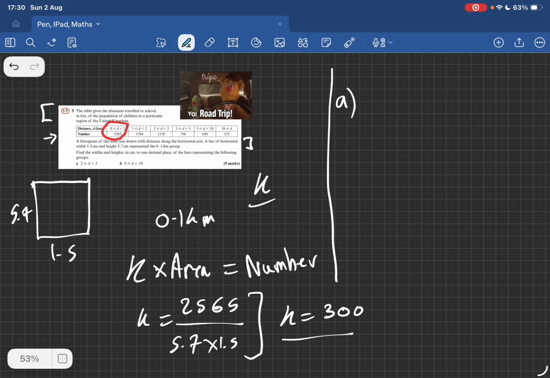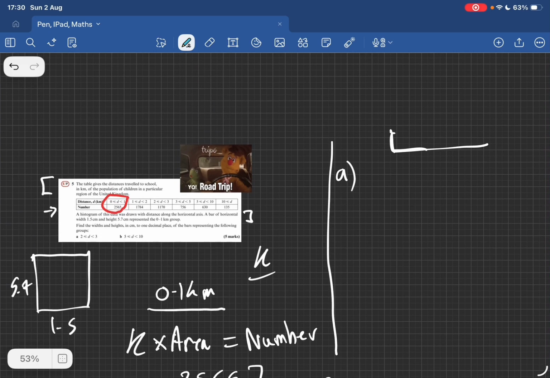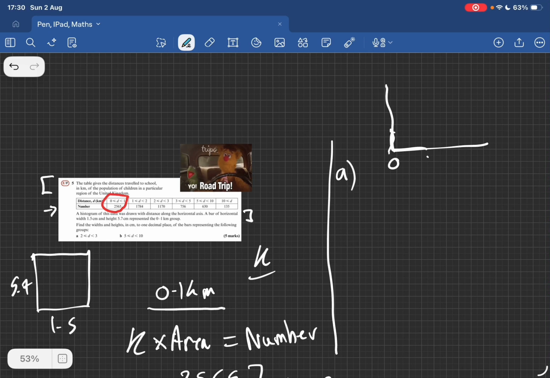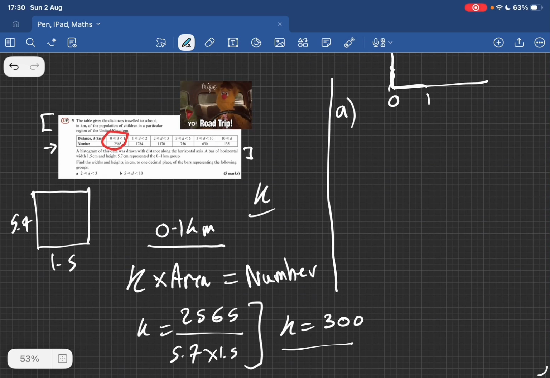Find the width and height of the bars. From 0 to 1 represents a difference of 1 along the bottom. We need a constant scale. Got to remember this, we're still doing a bar chart, so 0 to 1 has got to be a certain distance, 1 to 2 a certain distance, etc. So 2 to 3 has got to have a width of 1.5 centimeters again. That's a given.